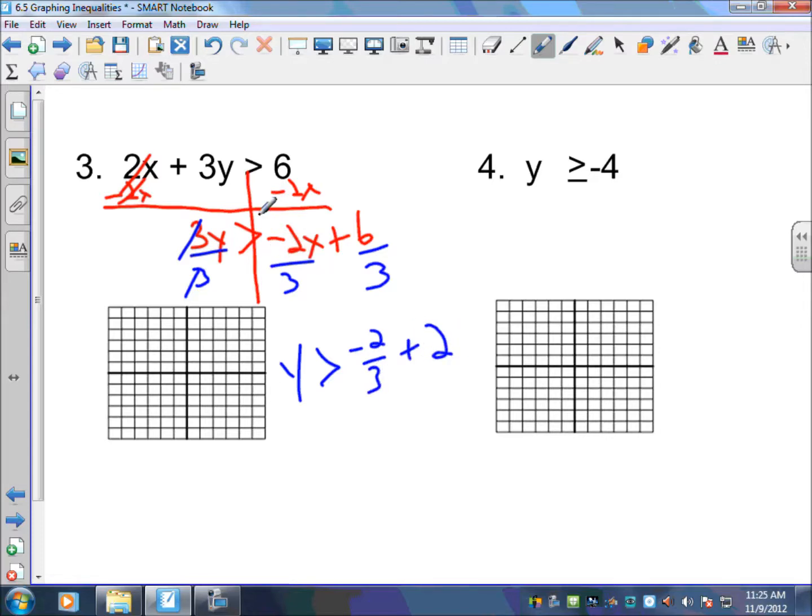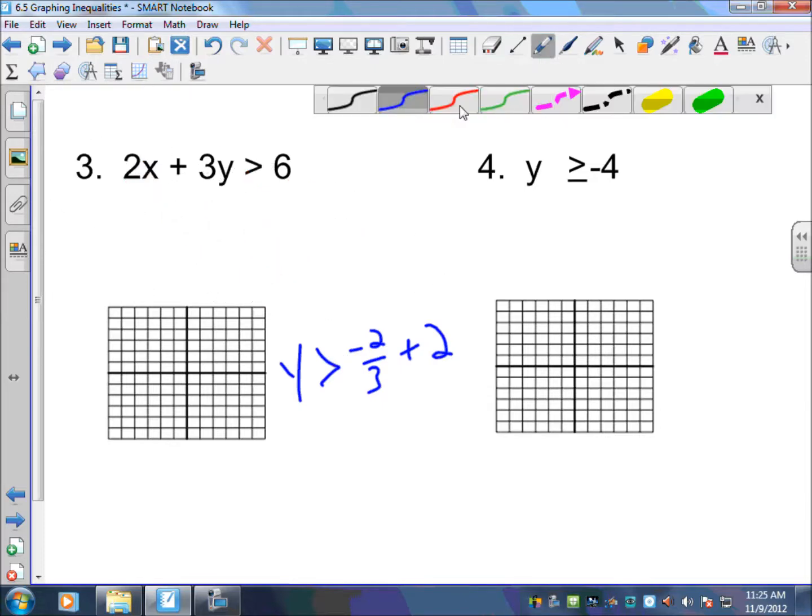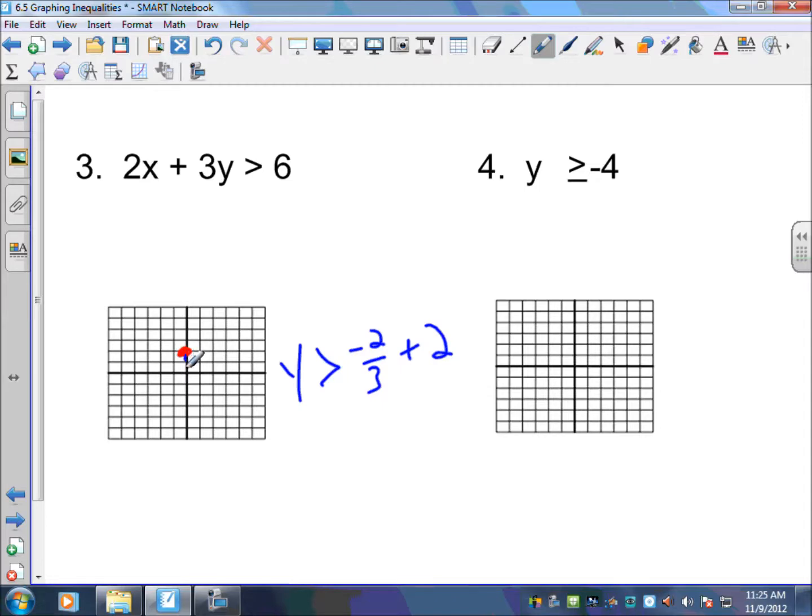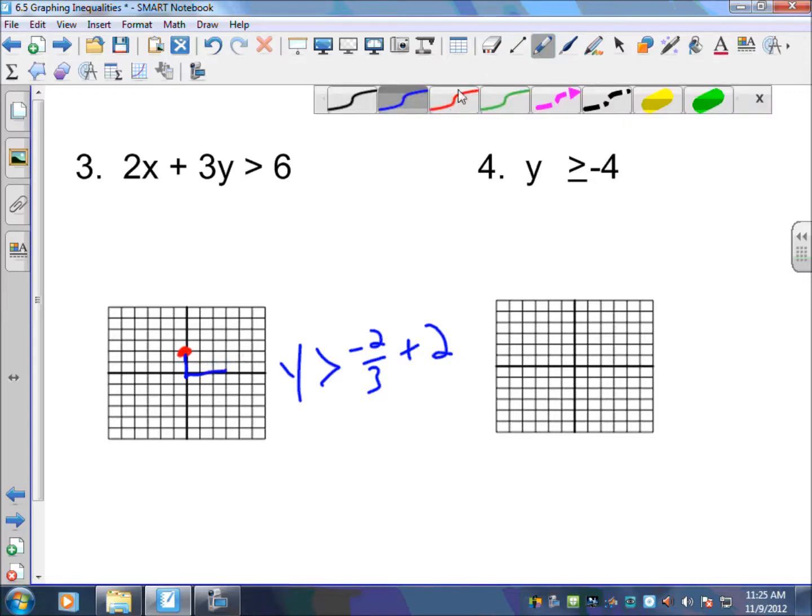Now, what do we need to remember when we're solving inequalities? That's right. If you multiply or divide by a negative, you have to flip the inequality. I divided by a positive, so I didn't have to do anything with my inequality. Okay? So that is how you isolate your y. Now we're going to graph, just like we did before. Plus 2, we put a dot at the y-intercept, plus 2. Now we're going to go down 2. 1, 2. Over 3, it's a positive 3, so we go to the right. 1, 2, 3. That's where I put my dot.